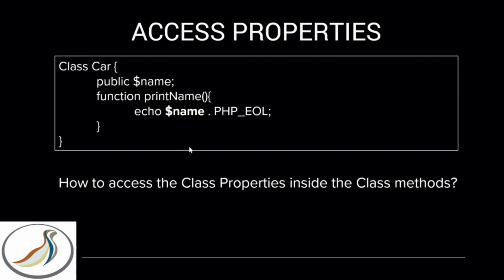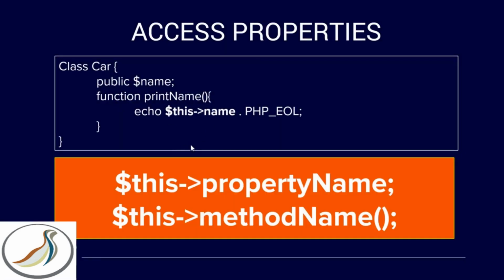So how do you access that? Well, you can access it via the $this keyword. So previously we had just name. Now with $this, it's referring to the object instance, and that object instance you can use to access the property of that class. You can say $this property name, or you can also say $this method name. Okay, let's look at an example.